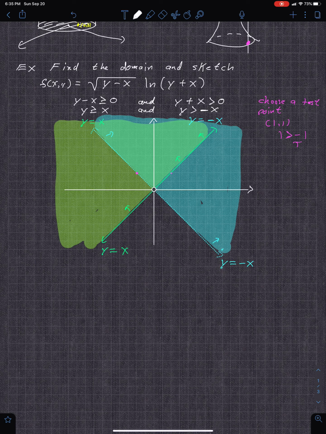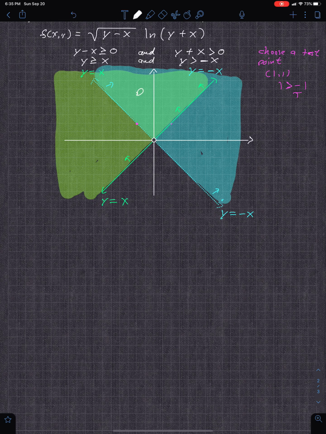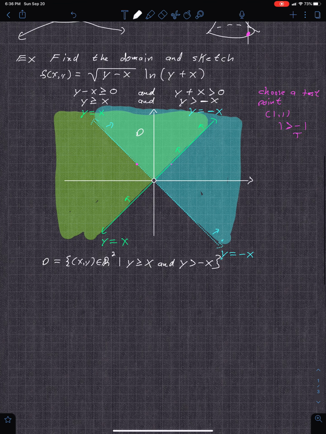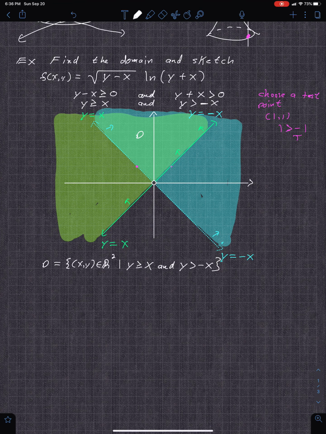Okay, so then how would you write that in set notation? It's really just putting in those two statements. So this is D, that's your domain D. So D is equal to the set of (x, y) in R2 such that y is greater than or equal to x, and y is strictly greater than negative x. So that's really all you can do, unless you're asked to go ahead and graph it.